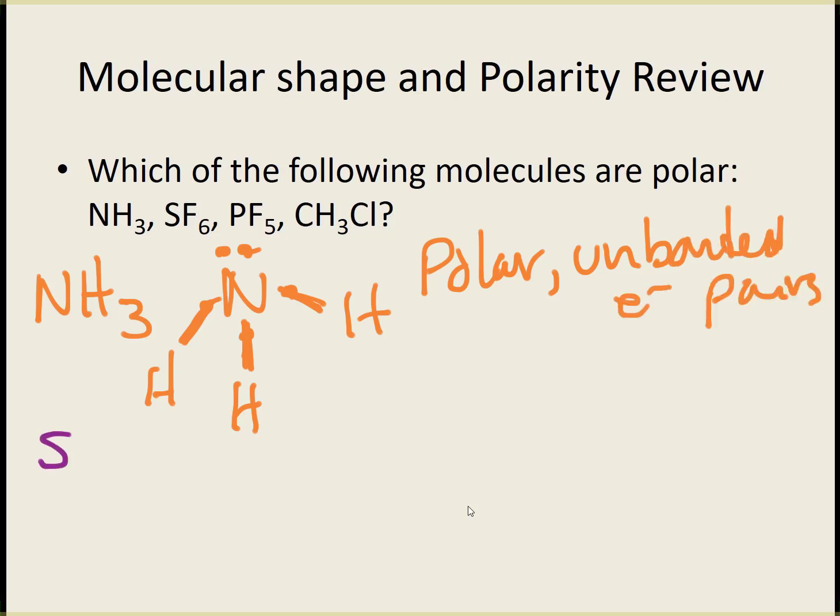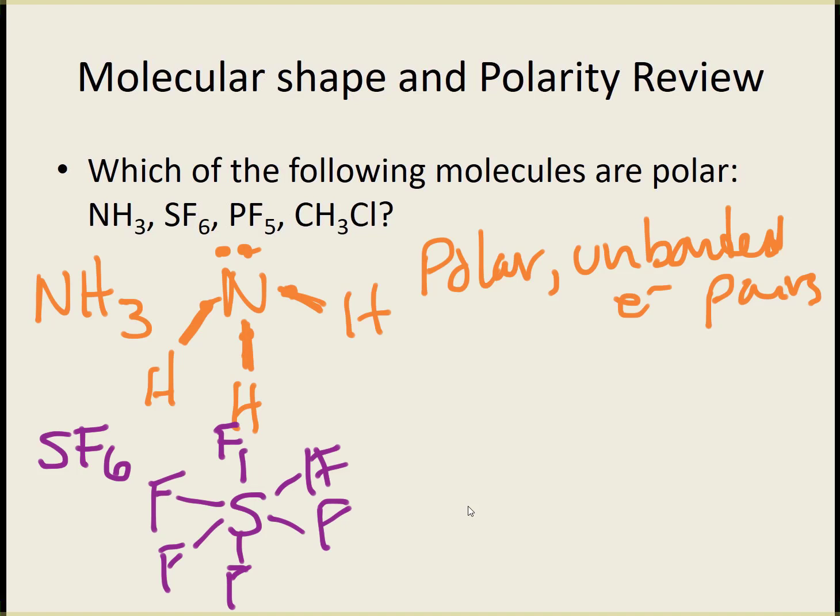So we have SF6. So sulfur has 6 valence electrons, and I do have 6 fluorines there, so I am going to connect each of those fluorines where the dots are, and you should have 6 dots around every fluorine. But I can see I have the same bond all the way around a central atom. This one's going to be nonpolar because it has symmetry. Remember, symmetry means you have the same bond all the way around.